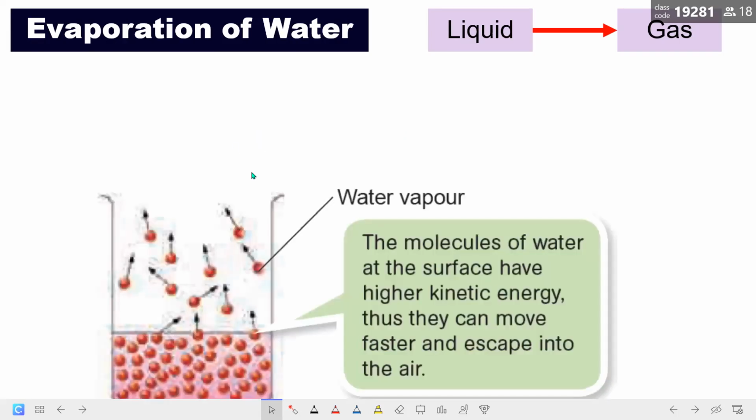Because evaporation happens only at the surface. Okay, but boiling happens for the whole water. Okay, very good. Yes, correct.